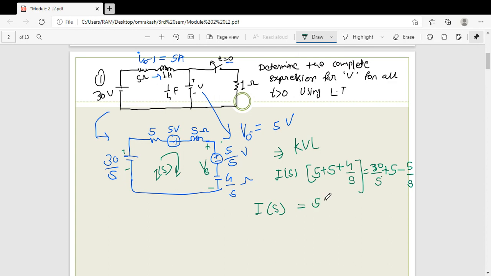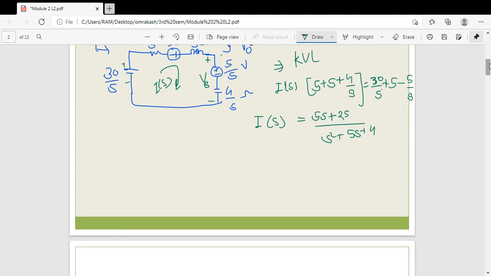Now this I of S is equal to (5S plus 25) over (S square plus 5S plus 4). For I of S, you will find this much. When you find I of S, you will get this value. Now, once you find this I of S, you can easily find this Vs by multiplying these two values, this with these two factors, right?